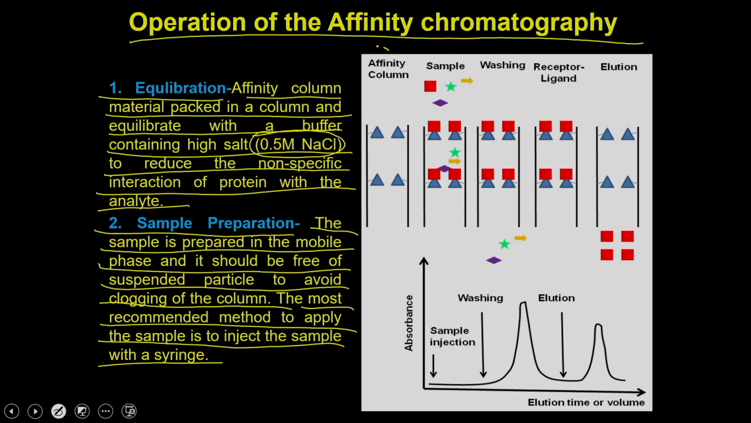So, the first thing is you are going to generate the affinity column, which means you are going to produce the matrix, then couple it with the help of coupling reactions. Then you are going to equilibrate and apply the sample. Once you apply the sample, your antigen is going to bind to these receptors, whereas all the other antigens present in the sample will not bind, and once you do the washing steps, they are going to be washed away.